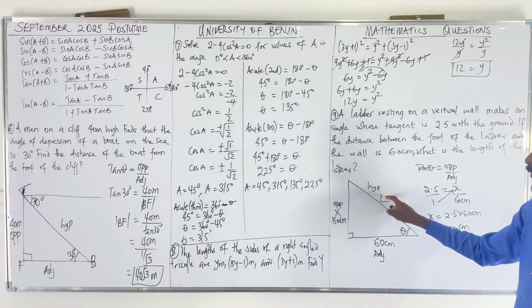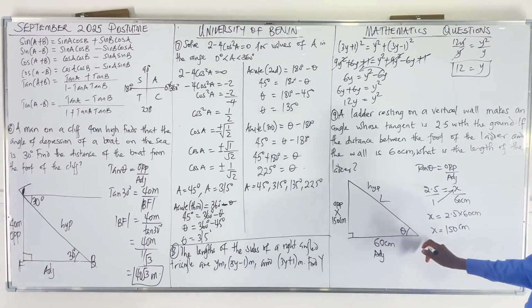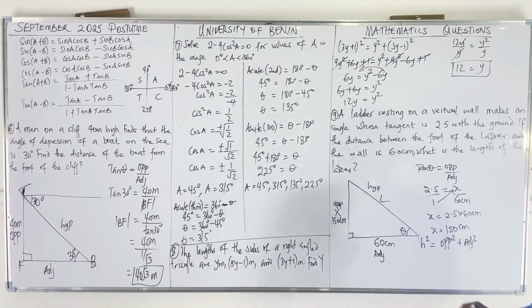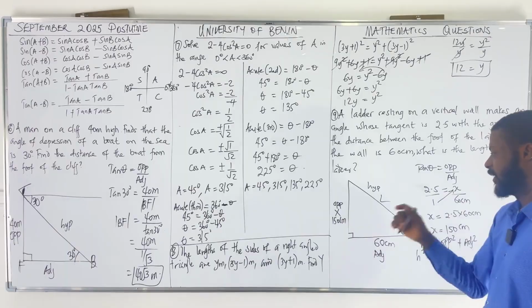Now we can use Pythagoras theorem to get the value of the hypotenuse. So we know that hypotenuse squared, or L squared, let me put it like that. Hypotenuse squared is opposite squared plus adjacent squared. Okay, so this will be h squared equal. There's something I want to do, because the numbers are very, very big. There's something I want to do.